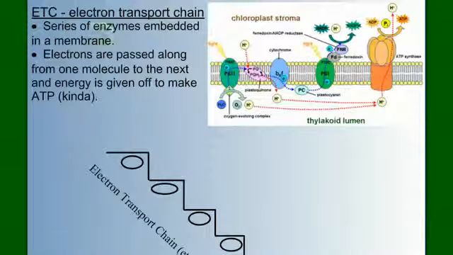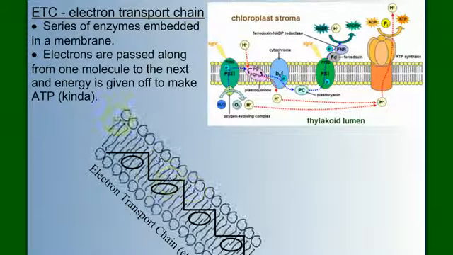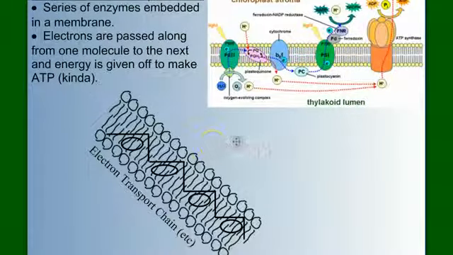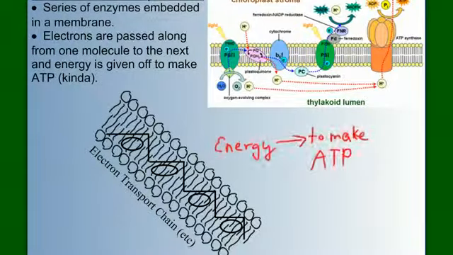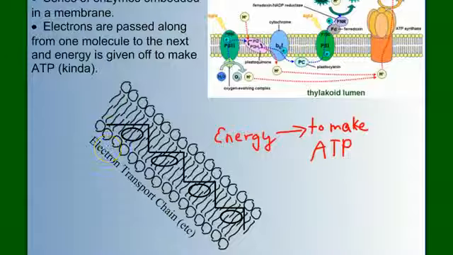An electron transport chain is a series of enzymes embedded in the membrane. So we're going to draw it like this with membrane around it. And when electrons get passed down electron transport chains, energy is given off to make ATP. Kind of. We'll get back to that in a moment.